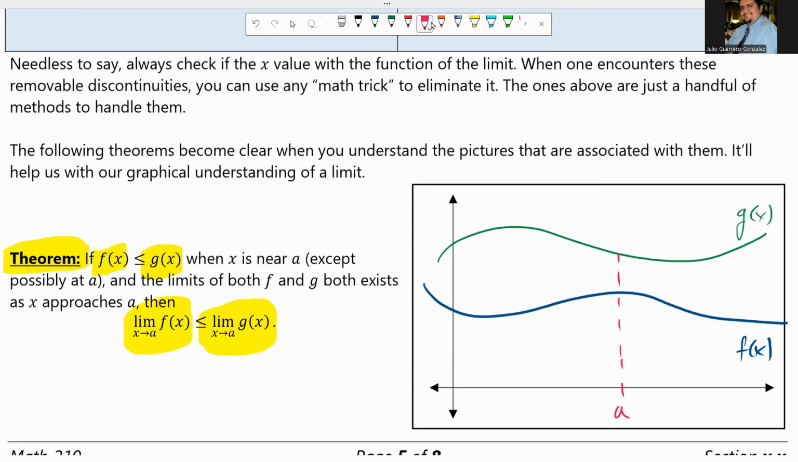That's a. So we're trying to approach these two points right here. This value right here is L, and this value right here is M. If g is higher than f, then the limit of g has got to be higher than the limit of f. That's all it's saying. So this is L and this is M, so the order is maintained in terms of limits. Got it? Okay.